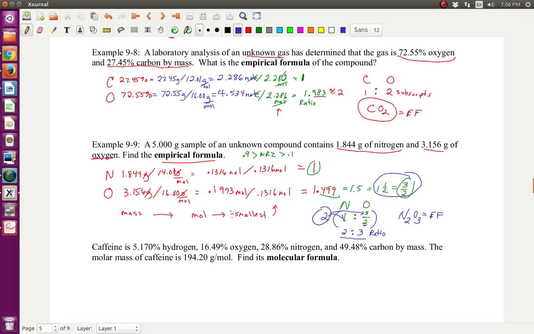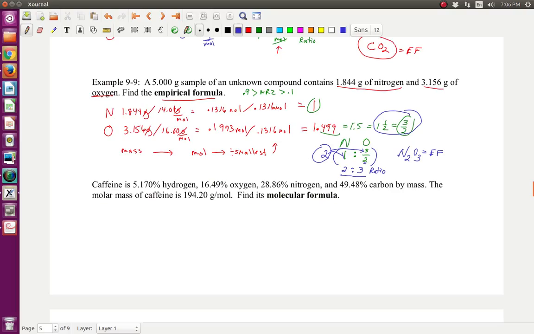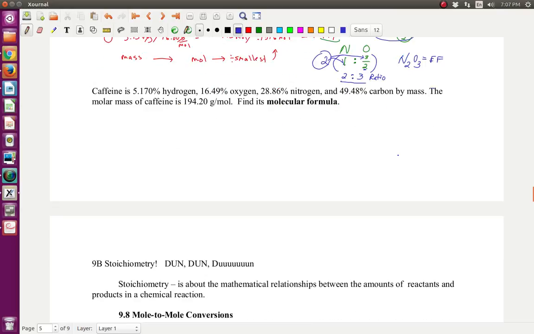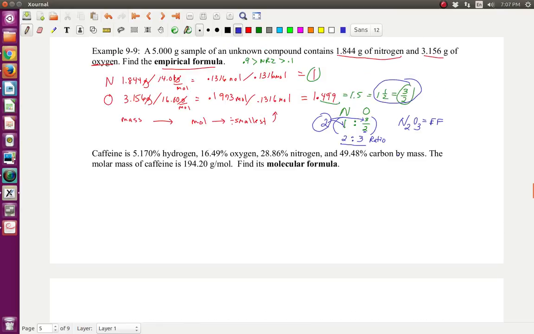Now let's look at caffeine. We have one more example, and this is the one where you're probably going to need to do it on another sheet of paper. In fact, look at that, stoichiometry is next. That's not until the next test. I'm going to try to fit it on here, but I might use a little bit of this white space down here. Caffeine has hydrogen, oxygen, nitrogen, and carbon, and it is 5.170% hydrogen.